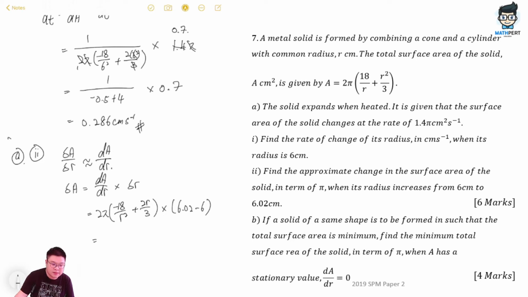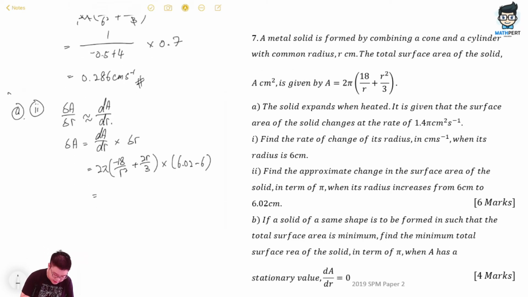So in this case, my R would be 6. Alright? So original radius is 6. So 2 pi minus 18 over 6 square plus 2 multiply 6 over 3 multiply 6.02 minus 6, I get 0.02.